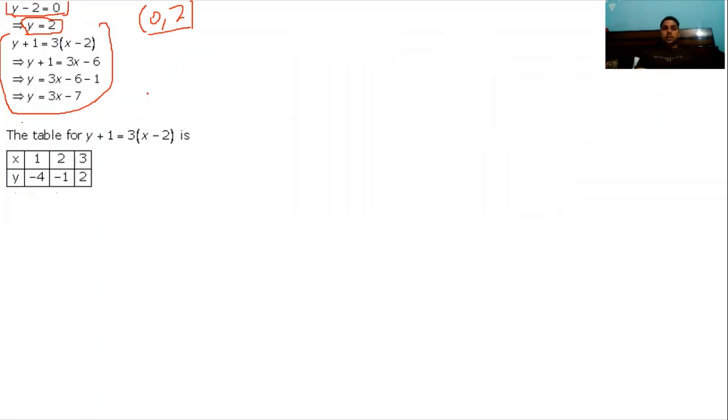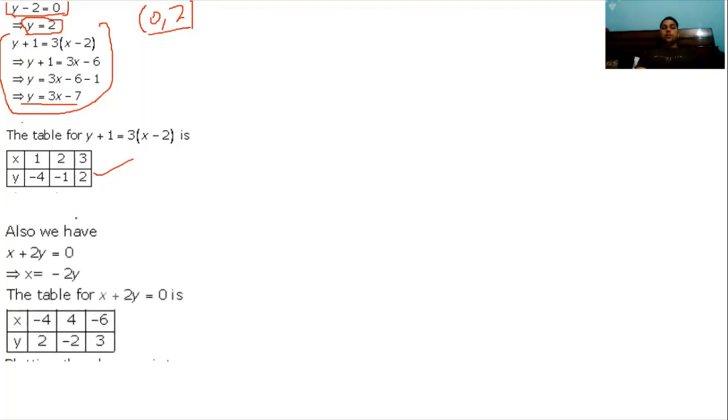Now the second equation: we have y plus 1 is equal to 3 into (x minus 2). Again solve this equation and rewrite it in the same format that we have been using, making y the dependent variable and x the independent variable. For different values of x we get the corresponding values of y. So substitute the values in the given equation, find the value of y, and make a table for this also.